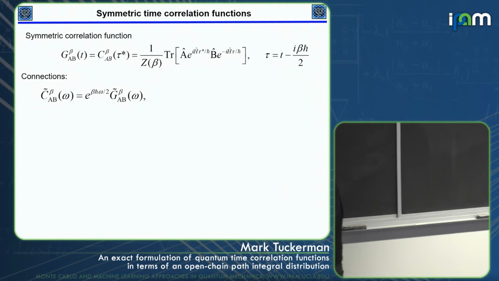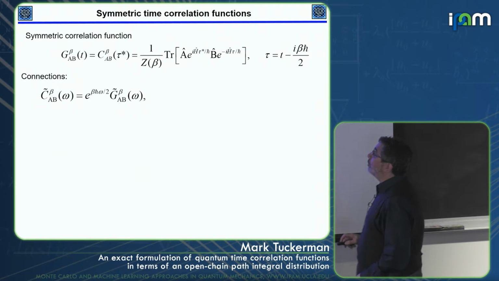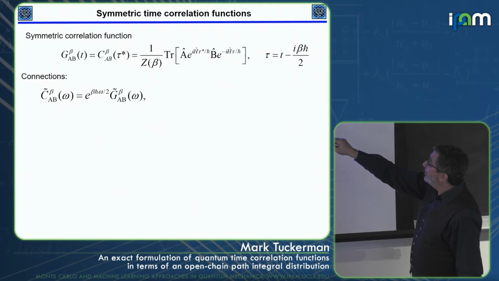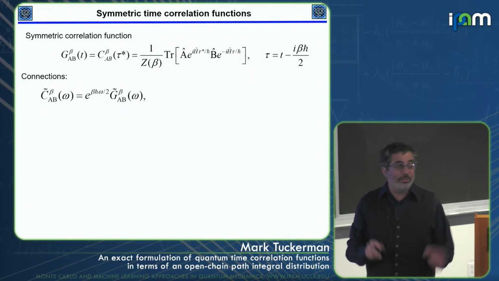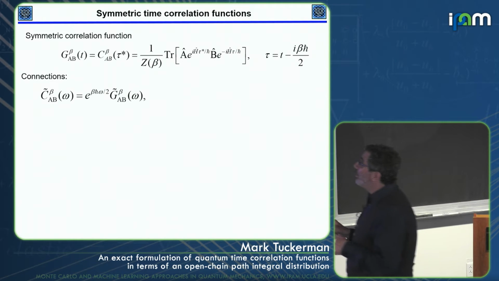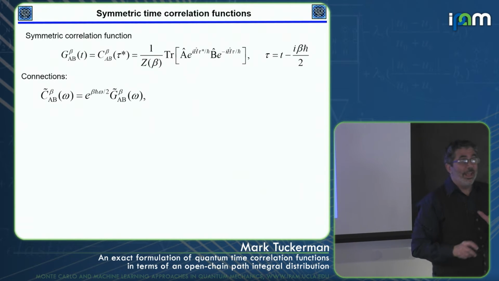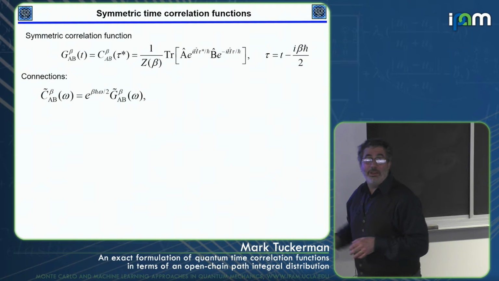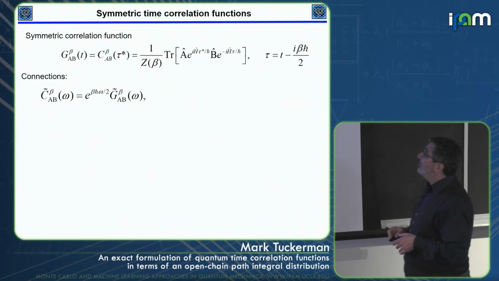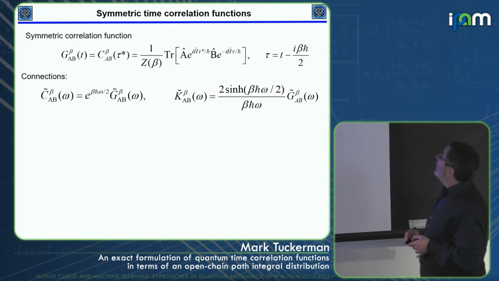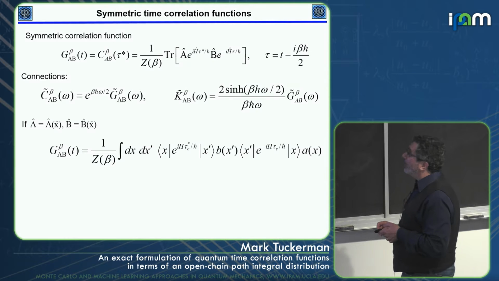And again, there's a fairly simple way to connect this correlation function to the standard one. All right, you have to multiply by this really terrible factor of e to the beta h bar omega over 2, which is not something you ever want to deal with because, for high frequency, this gets really big. So you better make sure that your errors in the G_AB are very small there, because this will just amplify them. But there is a way to get back to your standard correlation function. You can also connect it to Kubo through a simple formula like this as well.